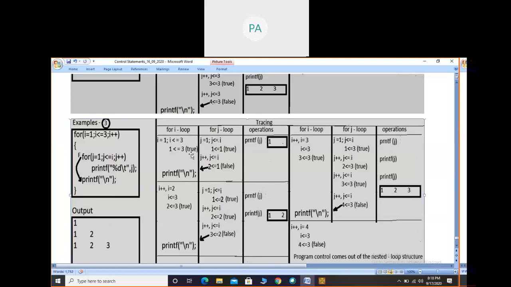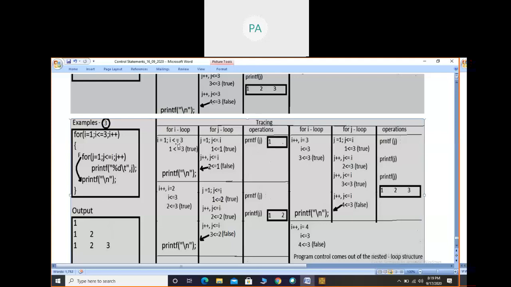For example, look at the first round. i is equals to 1, so the j loop is executed once. Next round, i is equals to 2, the j loop is executed 2 times. Next round, i is equals to 3, the j loop is executed 3 times. In the first round, if the j loop executes 1 time, only one value is printed. In the second round, 2 times it is executed, 2 values are printed. I am printing the j value only, with different values: first time 1, second time 2. In the third round, 3 times it will execute, and it will print 1, 2, 3. So we look at the tracing. Look at the first round.